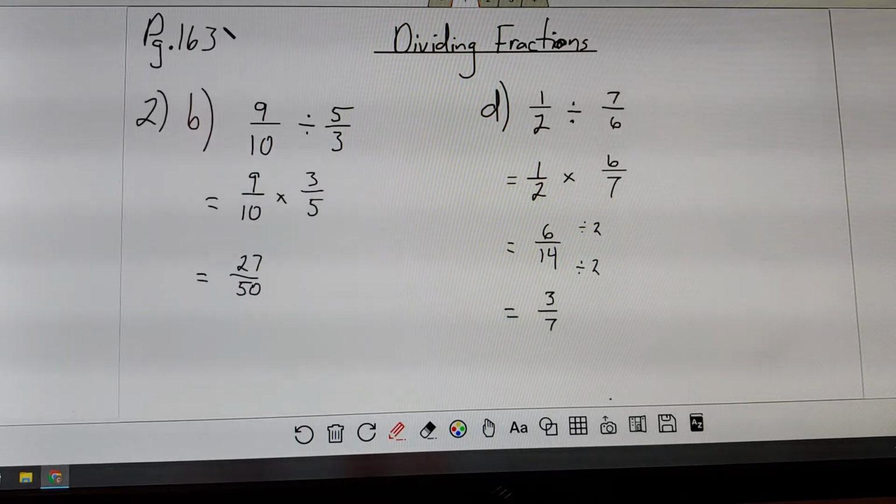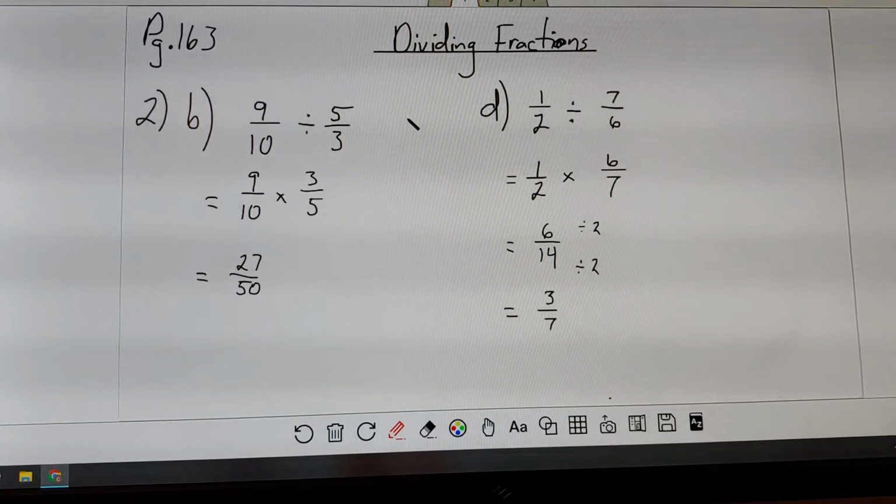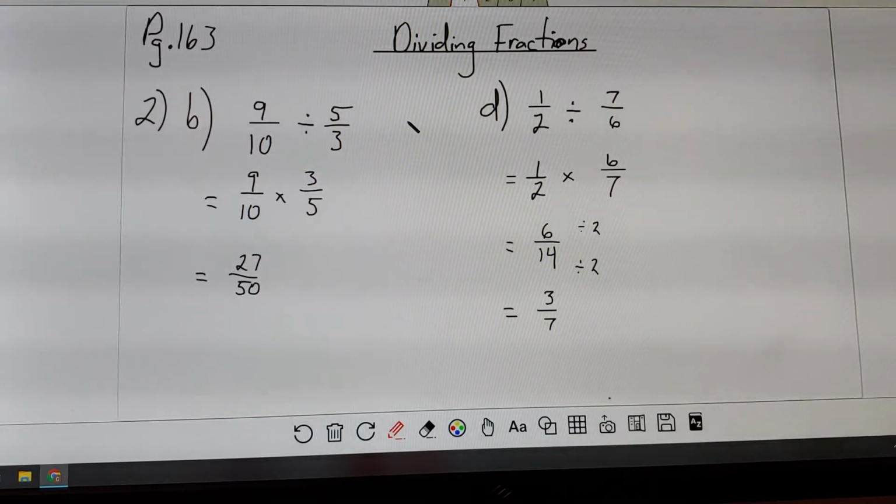So, this is taking up page 163, dividing fractions. And as I've been doing, I'm just doing a small section of what I assign so that you still can see each type of question being done, but it's not taking you until you're 18 years old to get through all the videos. Okay. So 2b, they had 9/10 divided by 5/3.